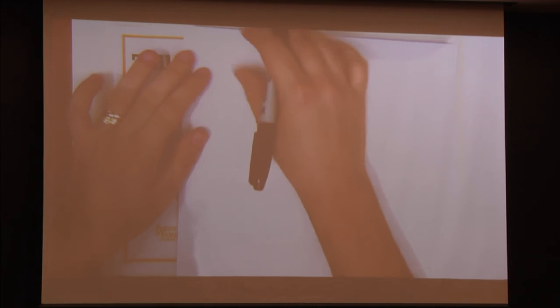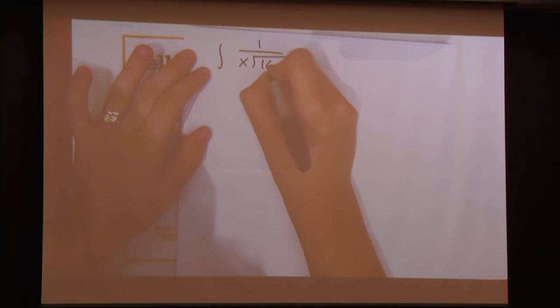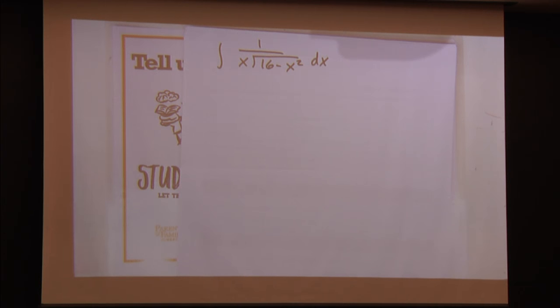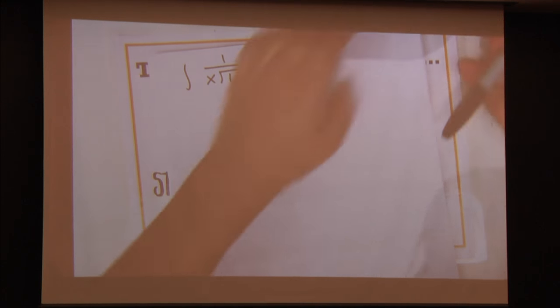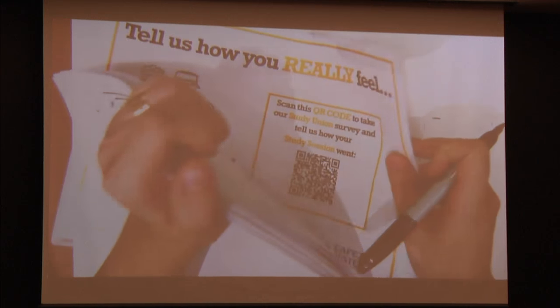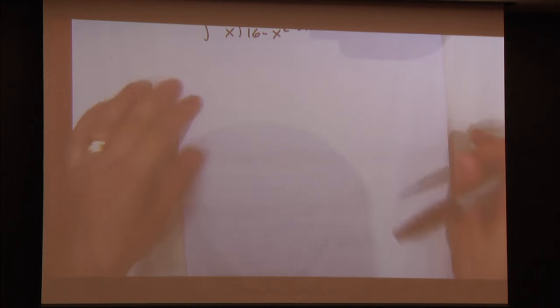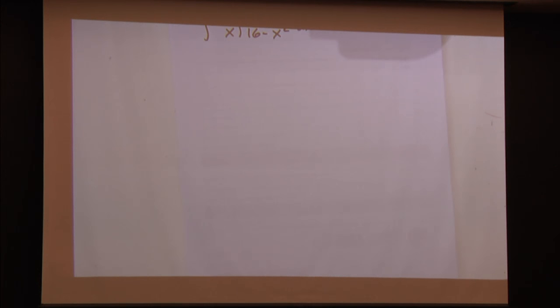We have the integral of 1 over x times the square root of 16 minus x squared dx. How would you like to solve that? Trig sub. This is an obvious trig sub. You can't not do trig sub. So, if we're going to do trig, the negative's in front of the x squared, which means we do sine or secant? Sine.